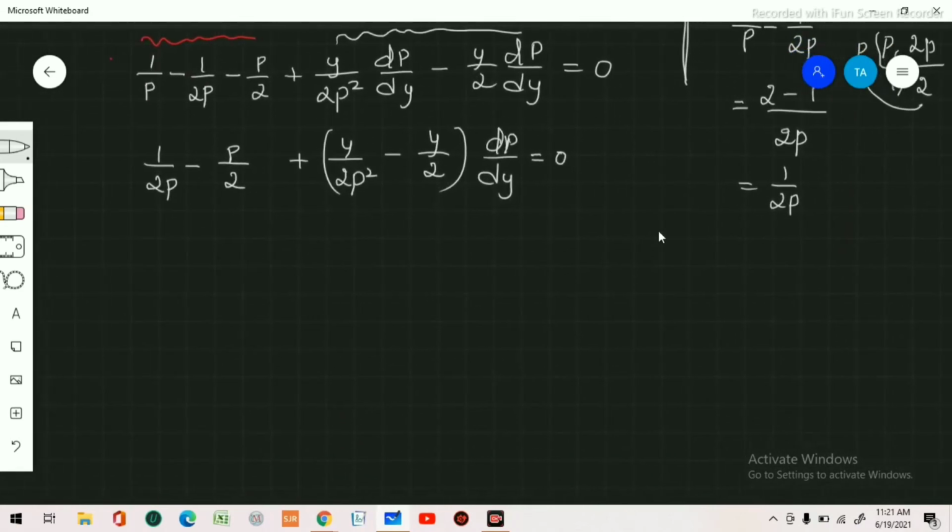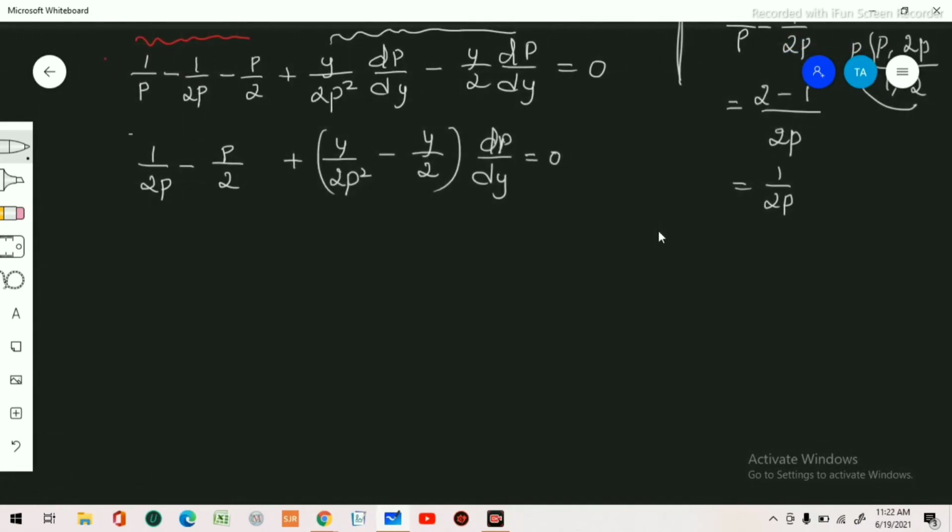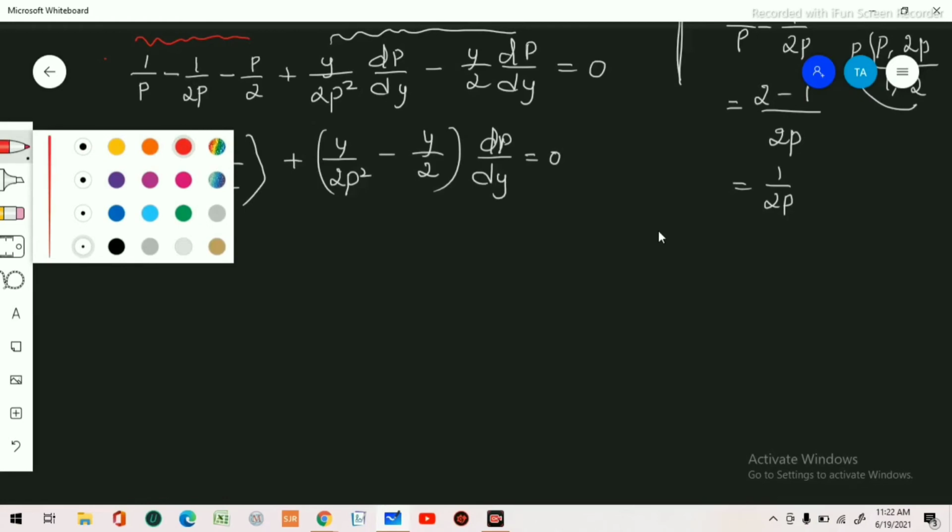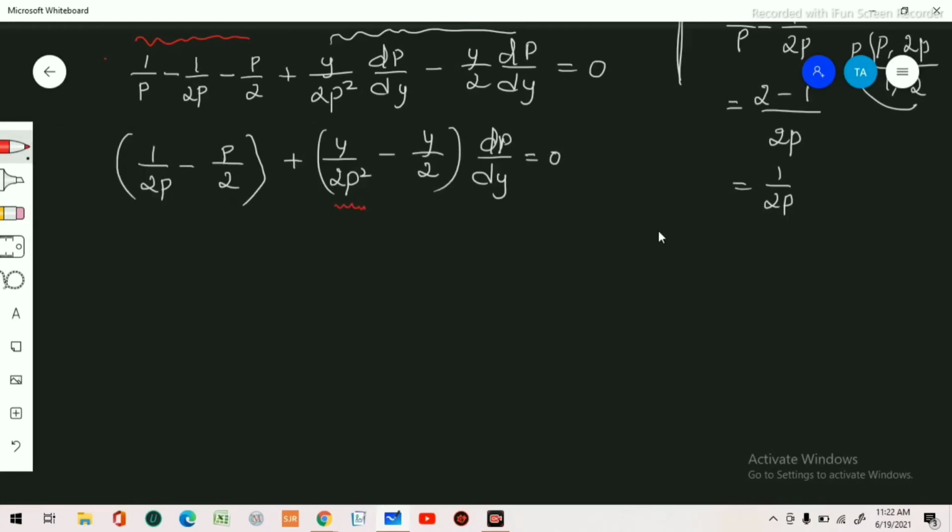Now once we get this, what we have to do is group the terms like this. Observe the terms very carefully. Here you have 2p square. What we have to do is make these two common.